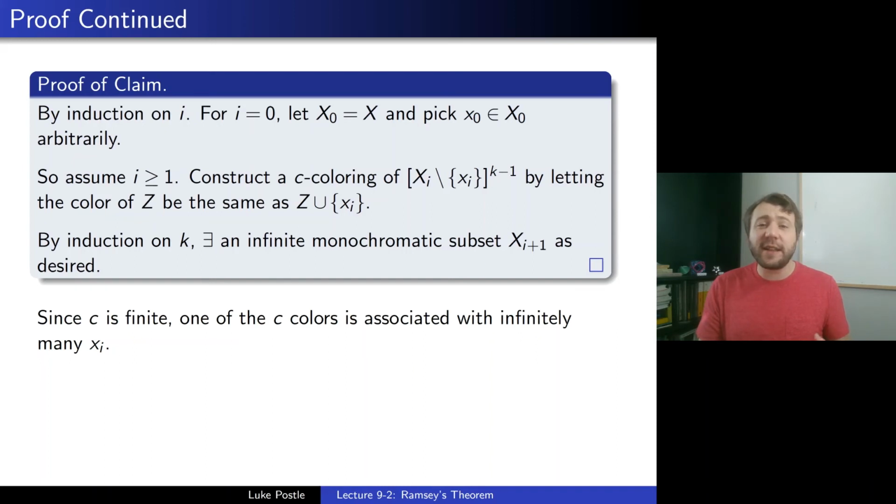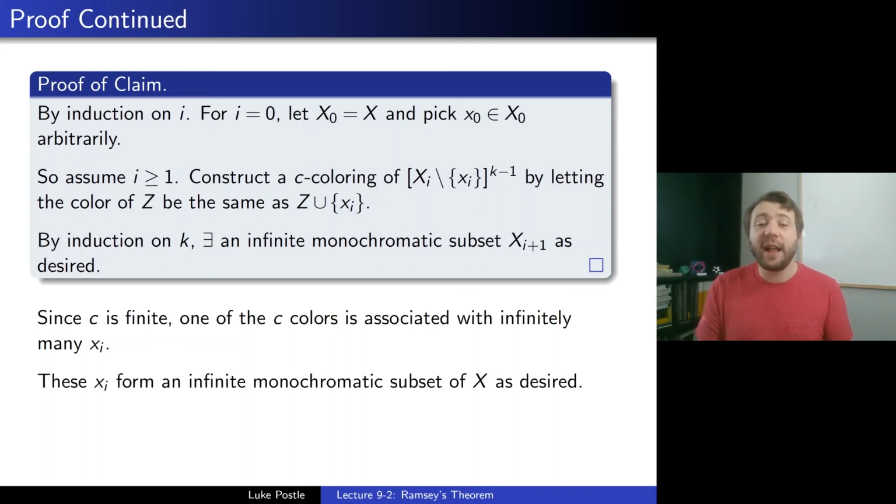But since C is finite, one of the C colors is associated with infinitely many xi, right? Before we just said, when do we have enough reds or enough blues, enough neighbors, enough non-neighbors? Now here we have to go infinite. So we're just going to say, oh, they're finite, so one of them is associated infinitely often. And then those xi form an infinite monochromatic subset of X as desired. And then we're done, right? Because each of them telescopes forward with the same color, and so you can see that's an infinite monochromatic subset of X.